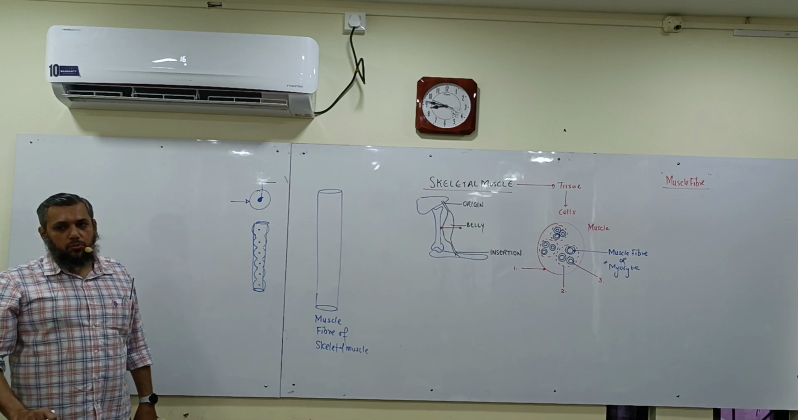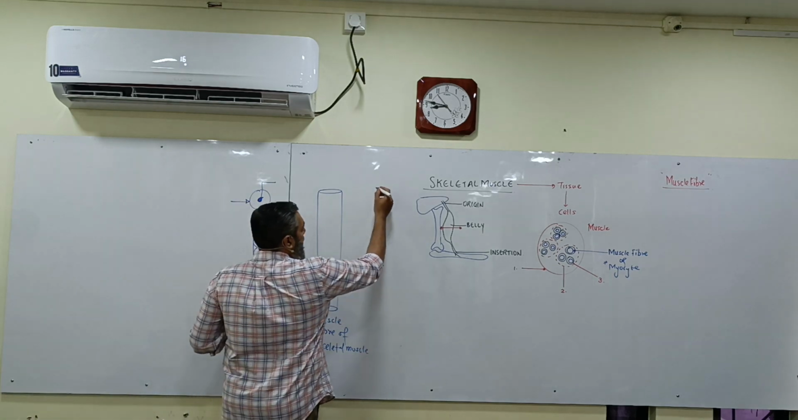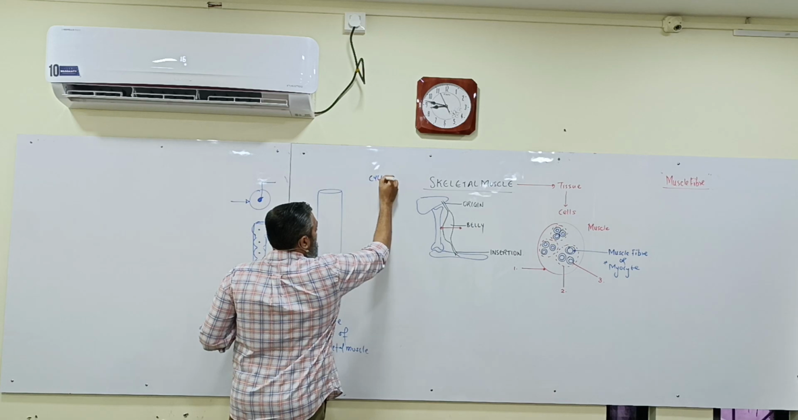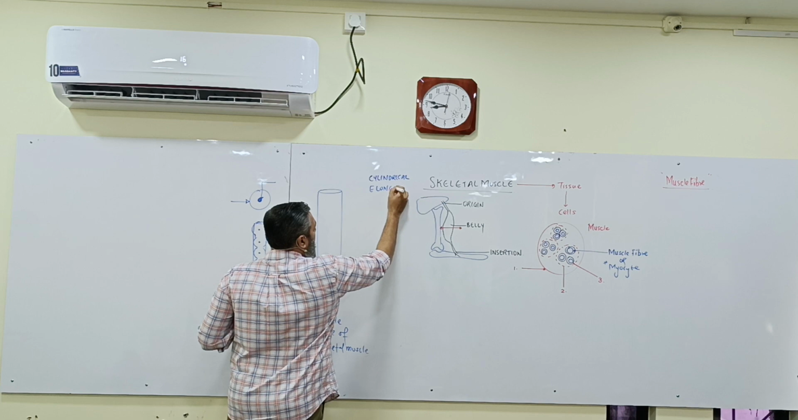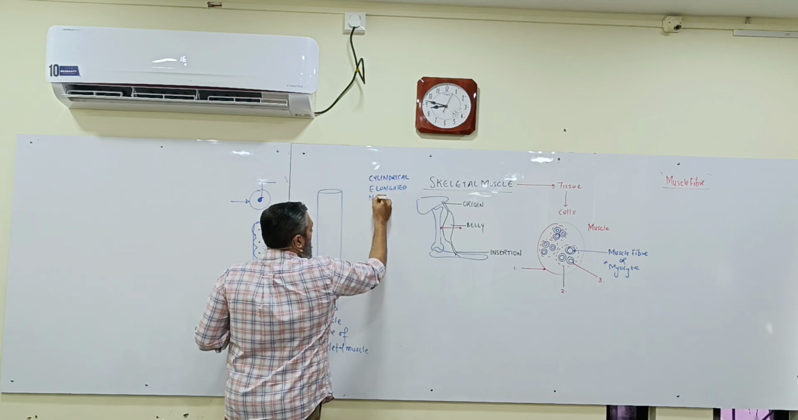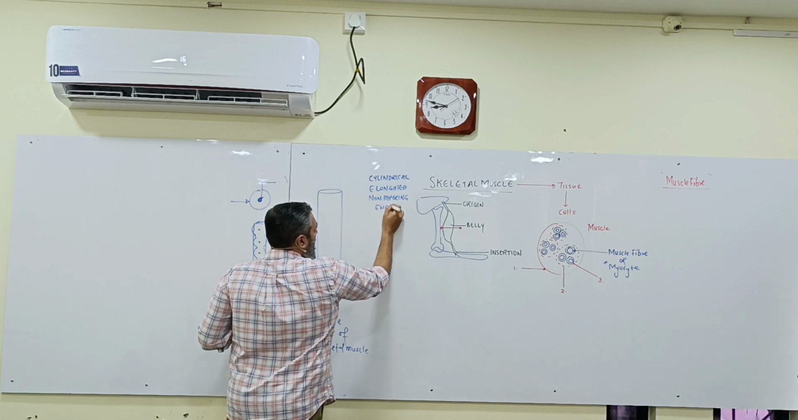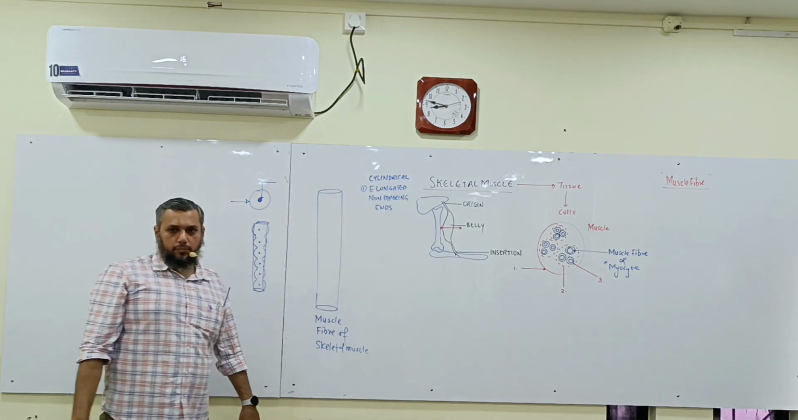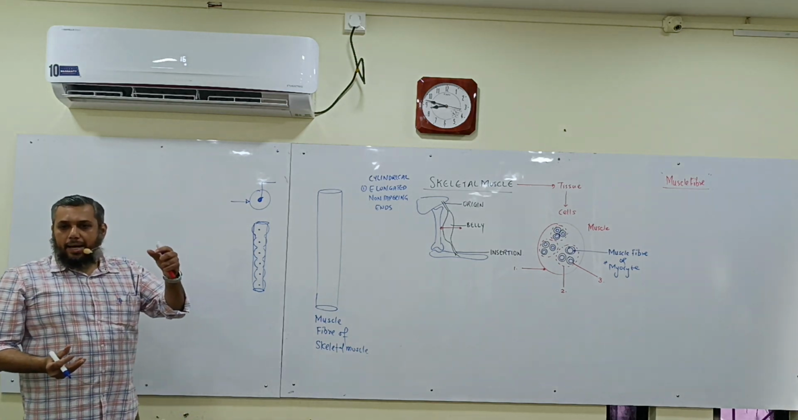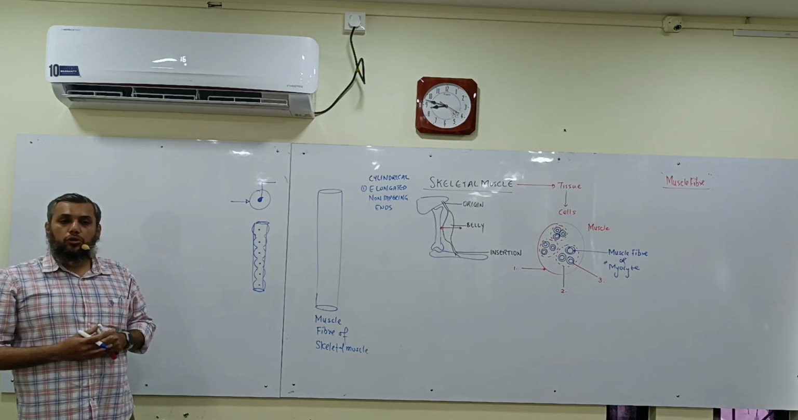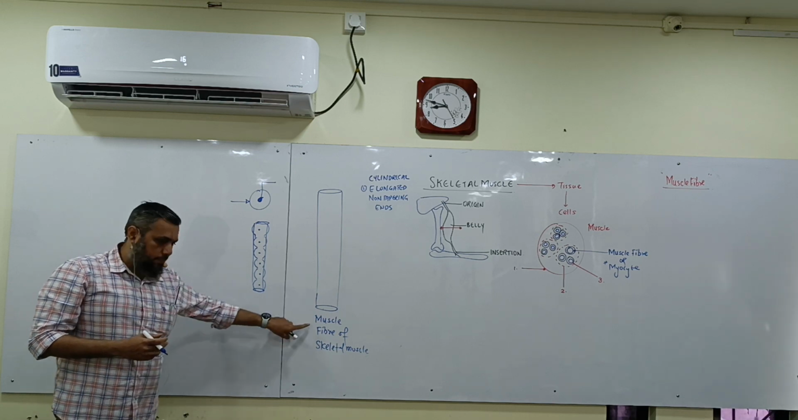So if somebody is asking you, okay, why has the muscle fiber become cylindrical, elongated, with non-tapering ends? So what is your answer? Because it is a fusion of many cells, which has resulted in the formation of a single muscle fiber.